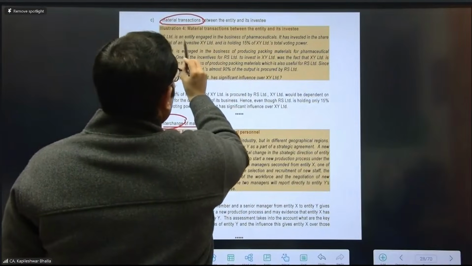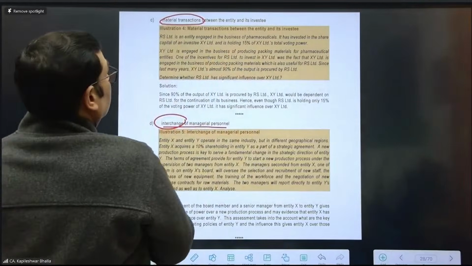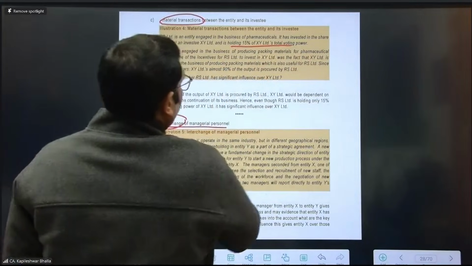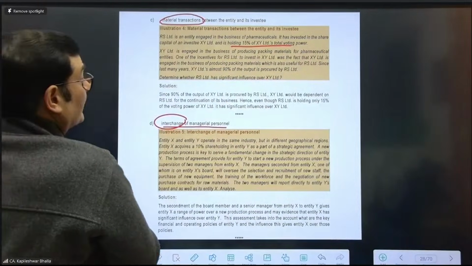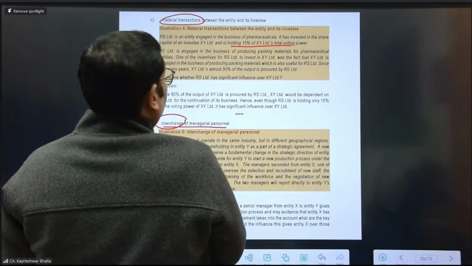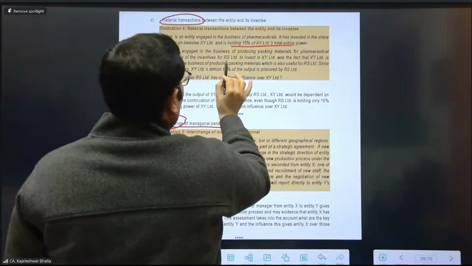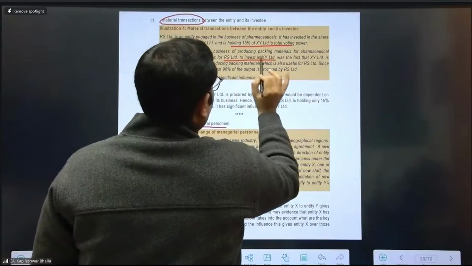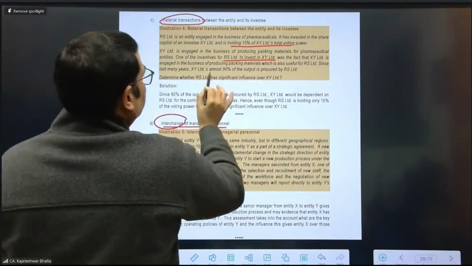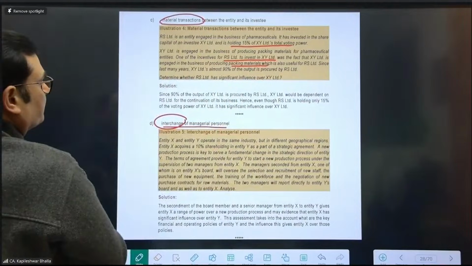It says RS is an entity engaged in the business of pharmaceuticals. It has invested in the share capital of the investee and has a 15% voting power. XY is engaged in the business of producing packing material for the pharmaceutical entity. One of the incentives for RS to invest in XY is the fact that XY is engaged in the business of producing packing material, which is also useful for RS.